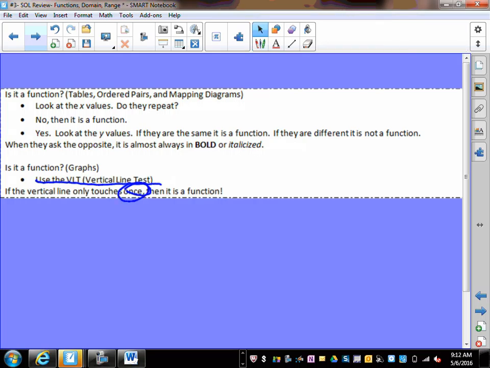Now, again, some pointers that we talked about. On the SOL, they sometimes will ask, is it a function or is it not a function? When they use the word not, they make it capitalized, bold, italicized, so make sure you're reading your questions carefully.